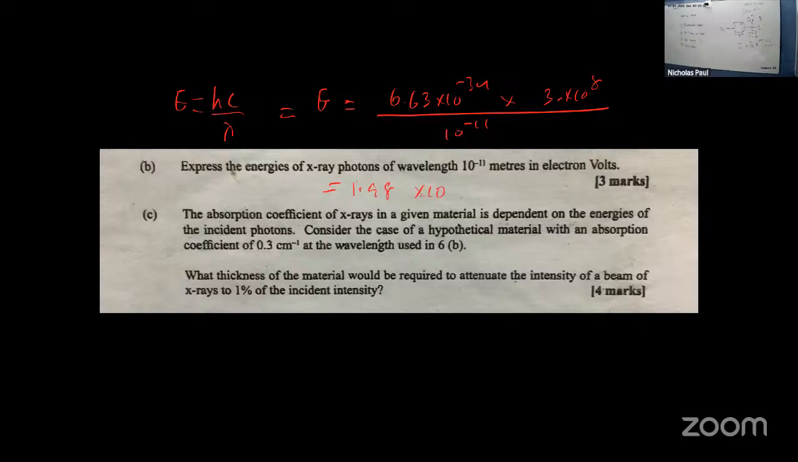By 10 to the minus... Right? That's the value in joules, right? And then divide by 1.6 by 10 to the minus 19. That'll be a value in electron volts. How much is that?